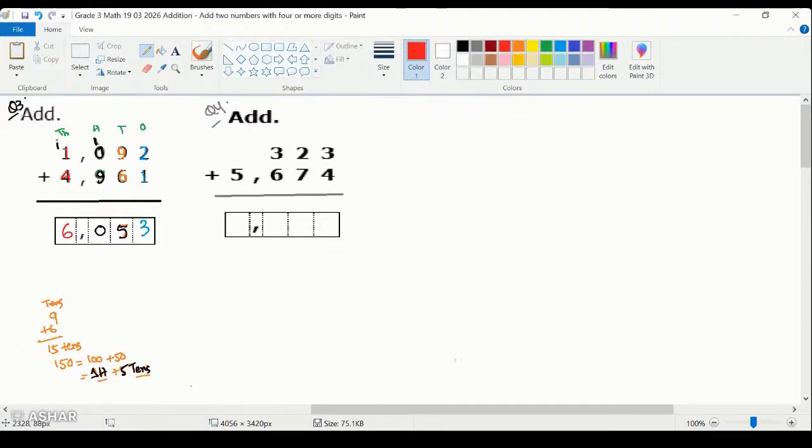We have ones, tens, hundreds, and thousands. When there is no thousand written anywhere, we can say it has 0 thousands, right? Because there are 0 thousands, 3 hundreds, 2 tens and 3 units, ones, right? Okay, let's add them together.